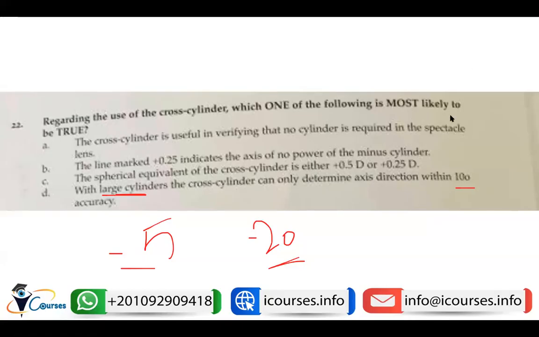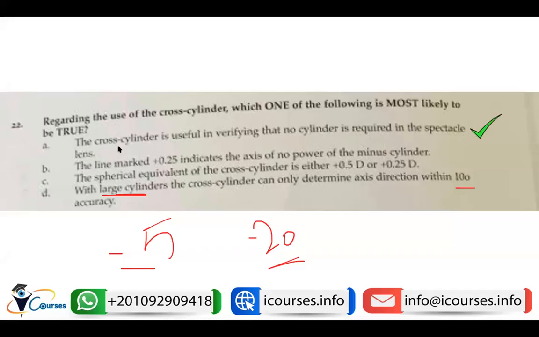Okay, I'm glad that you are saying that the other options are wrong. So let's explain and see how the other options are not true. Regarding the cross cylinder, which one of the following is most likely to be true? The cross cylinder is useful in verifying that no cylinder is required in the spectacle lens. Actually, this is the true answer.